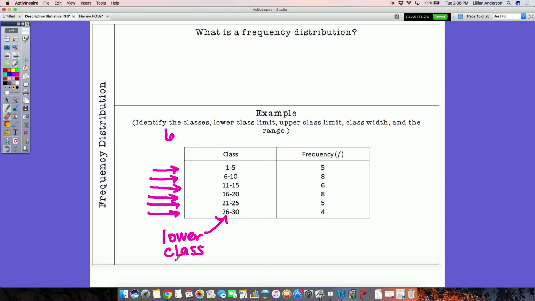So the lower class limit would be those numbers that are on the left side. I'm not going to sit there and circle every single one. So then the upper class limit would be the 5, the 10, the 15, so on and so forth. Okay?